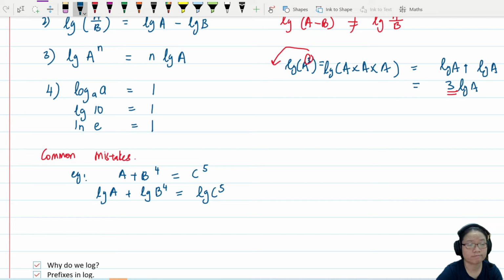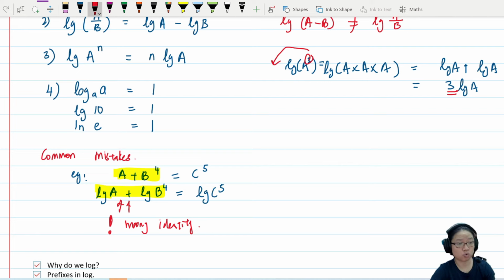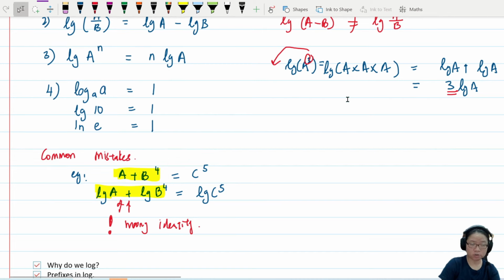This is wrong. Where is the mistake? Here, this part. Wrong identity. How should you separate them? I mean, how should you log? Whenever you log something, you must log the whole thing first. So to avoid this kind of error, always log the equation in its entirety, right? I don't care lah what your equation is.